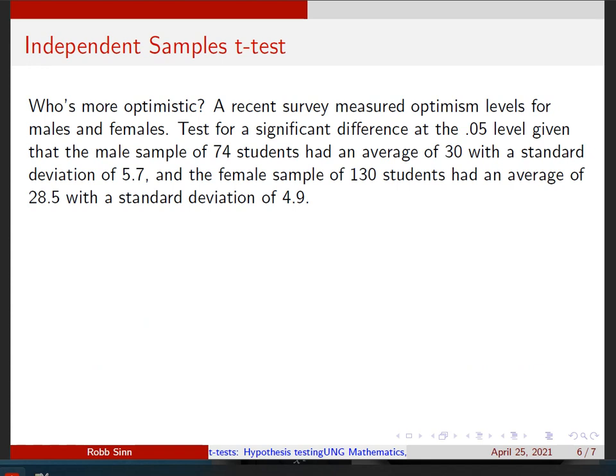Now check this out. This is an independent samples t-test. And notice that we have those who said they were biological males and those who said they were biological females. So we've got two groups. Now notice that it says independent samples. What does that mean? That means you can't simultaneously be in both.